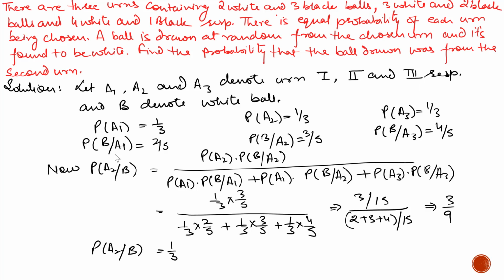And now we have to find out the probability of second urn, which is A2 by B. And A2 by B is probability of A2 multiplied by probability of B by A2, the whole divided by probability of A1 into probability of B by A1 plus probability of A2 into probability of B by A2 plus probability of A3 into probability of B by A3. And after putting the value of probability of A1, probability of A2, probability of A3 and probability of B by A1, probability of B by A2 and probability of B by A3, and after simplification we'll get the answer 1 by 3.